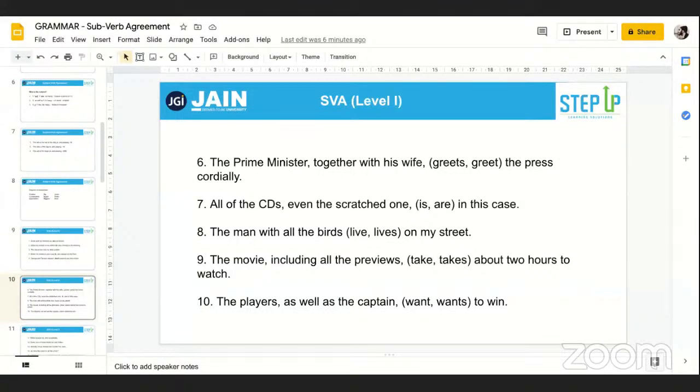Durgesh, "greets" is singular and "greet" is plural. But there is a condition, Durgesh. Can you explain to me? "Greets" is because it's done by one person. Then "greet" is plural, it's done by many people.